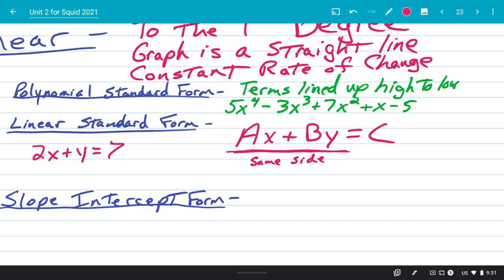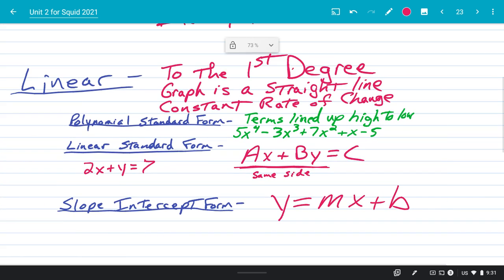The next form is slope-intercept form, and I know that you know that one already, so who can give it to me? Y equals mx plus b. And that's what this whole section is about: diving into slope-intercept form and realizing everything that each part of the slope-intercept form represents.